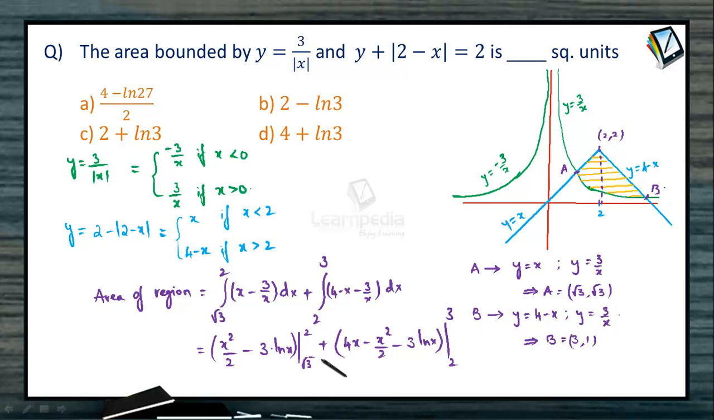Now we know every number in this. So how much does the area come up to? It is 4 minus ln 27 by 2 square units, which is the option A presented, which says 4 minus ln 27 by 2. So the most important thing in finding the areas bounded by graphs is to identify the correct region for which we need to find the area, right?